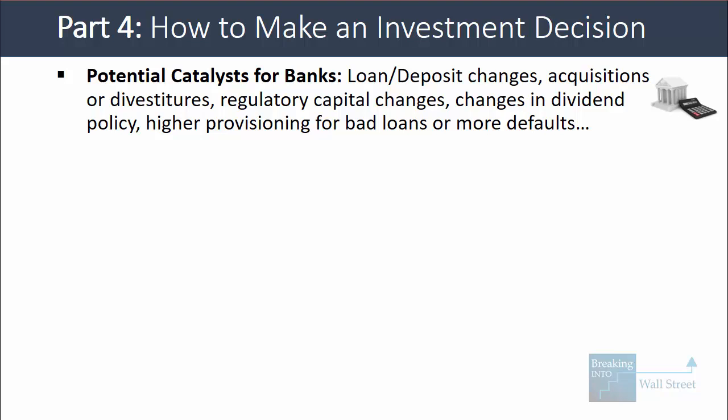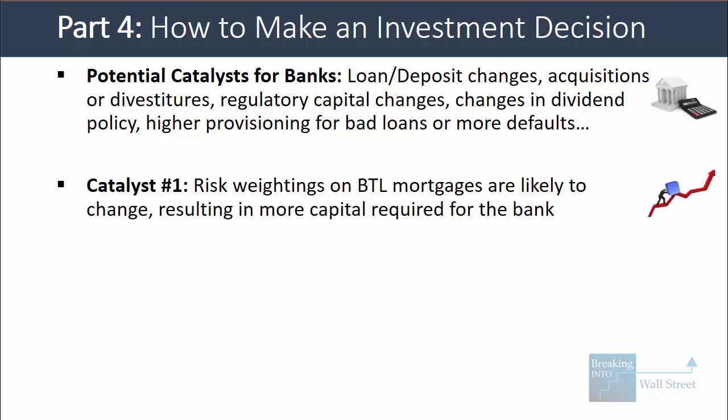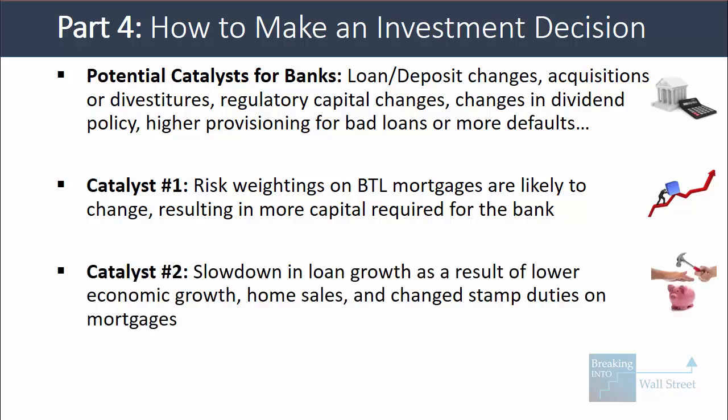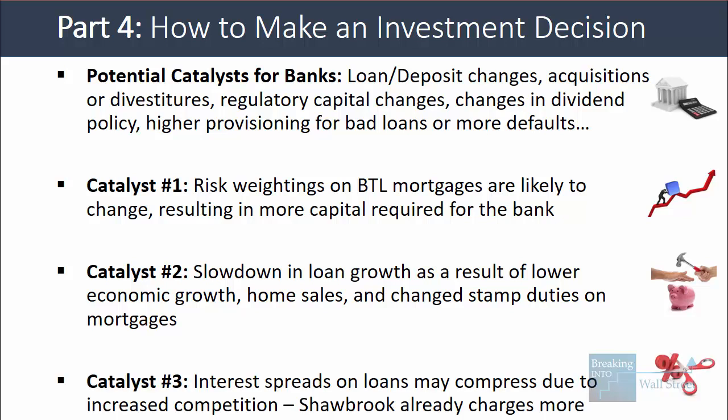There's a wide set of potential catalysts, but the three that we picked here are: number one, we think the risk weightings on many of the company's mortgages will change. As a result, they'll probably have to hold more capital. We think their loans will grow more slowly than expected because we think there's going to be lower than expected economic growth. Home sales in the UK are going to be down. And we think the changed stamp duties and some of the tax treatment of mortgages is also going to affect this home market and result in fewer mortgage originations.